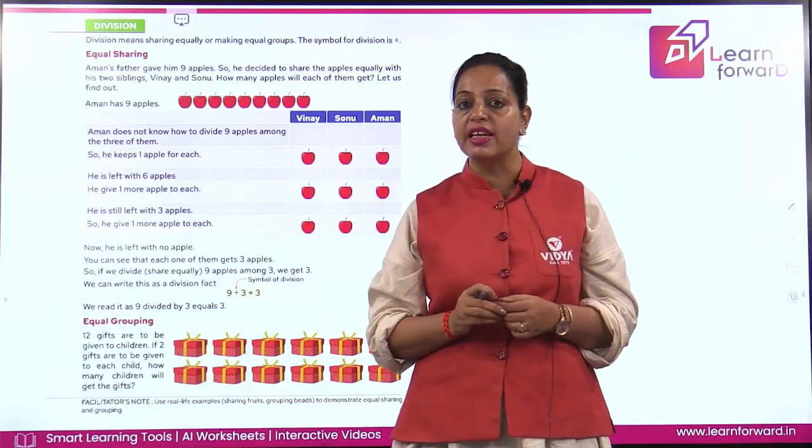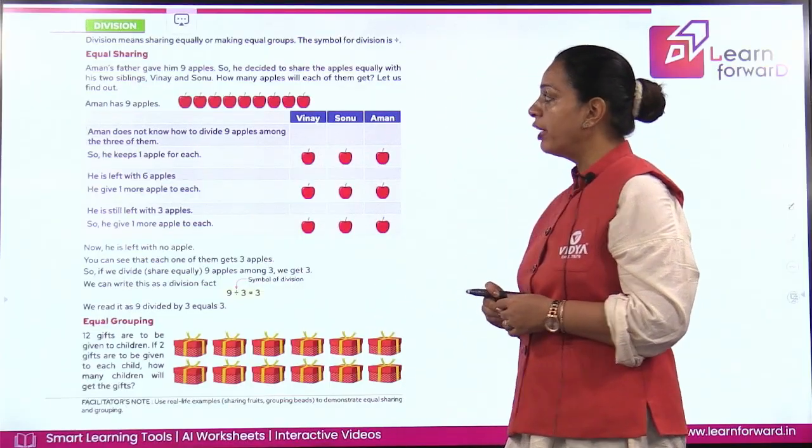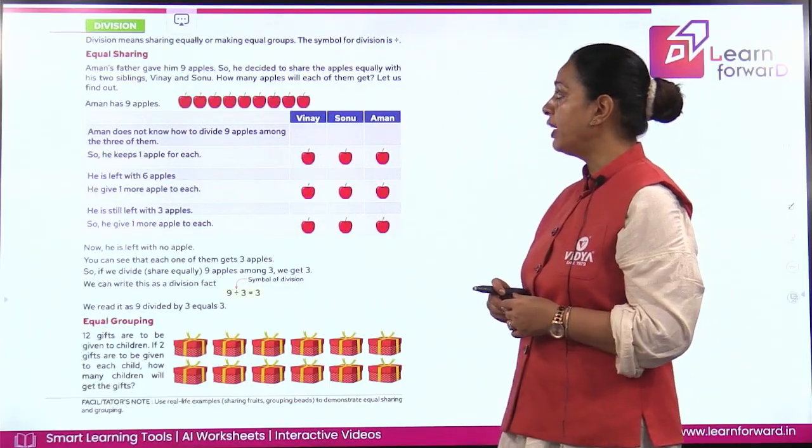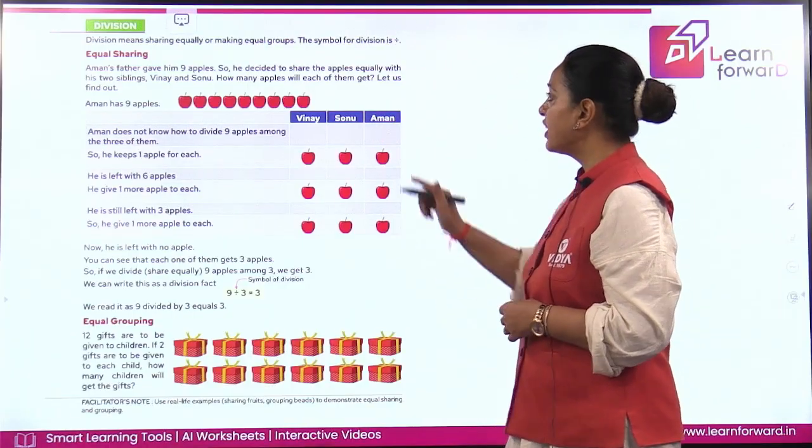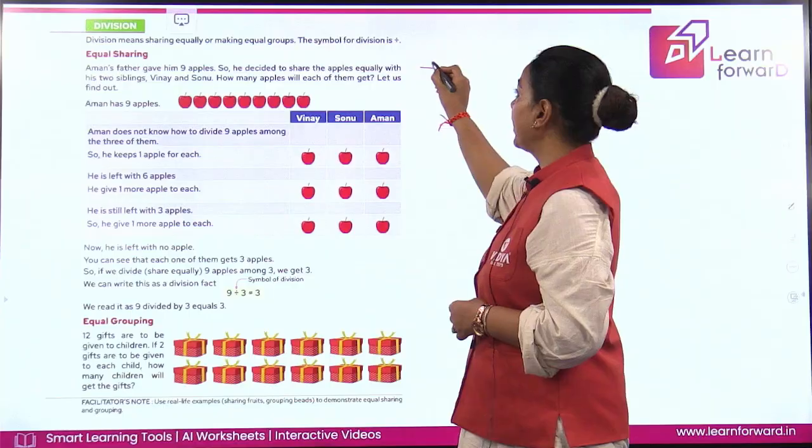Now division. Division means sharing equally or making equal groups. So the symbol for division is this one, like this.